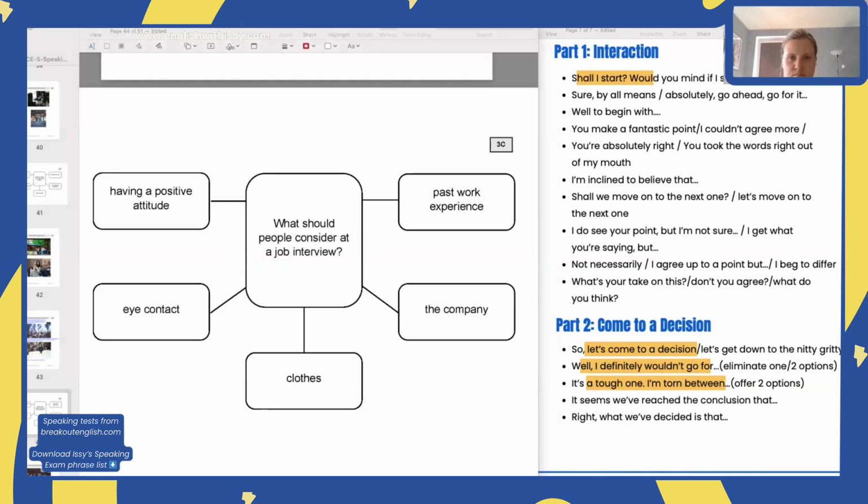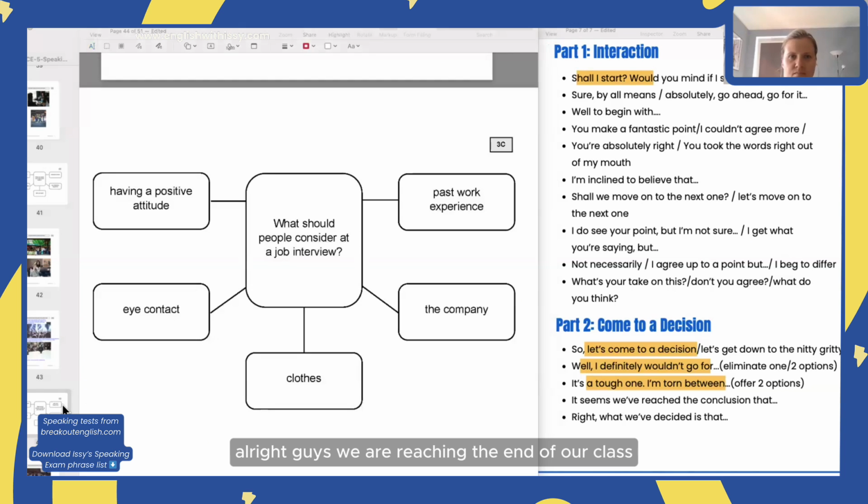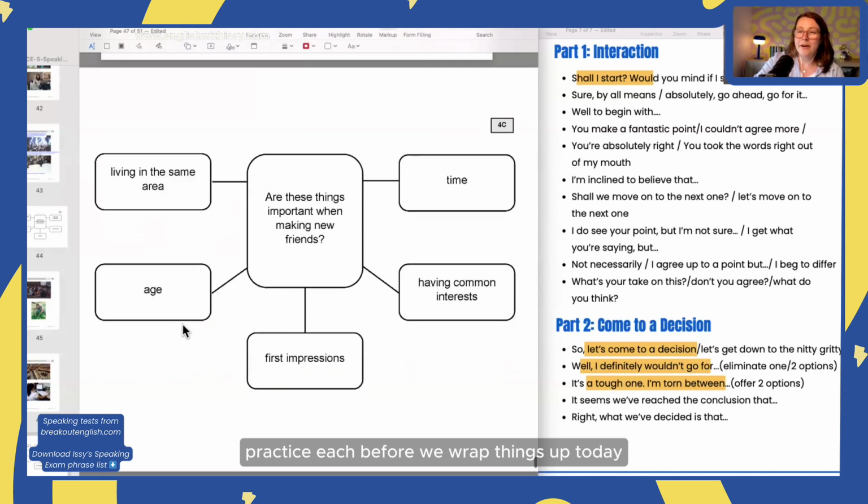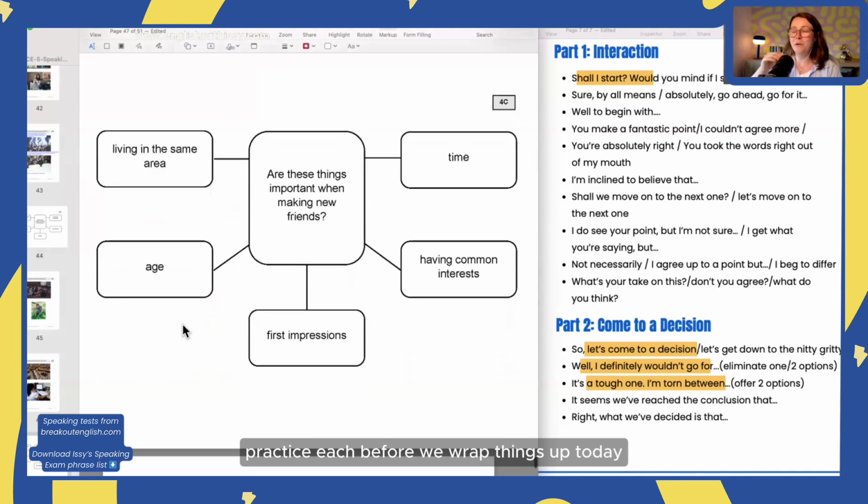Okay? All right, guys, we are reaching the end of our class. We have time, I think, for one more practice each before we wrap things up today. So I'm gonna mix you guys up because I think I kept you in the same pairs today, and we're just gonna keep practicing for the next 10 or so minutes. All right, so I'm going to ask Ursula and Gosia to do the next one now.